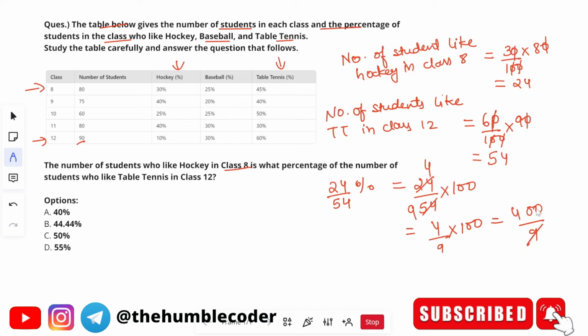If you try to divide it, it will be like 4. So 4 9s are 36, and then again 4, so again it will be 4.44. In this way it will go. So the correct answer in this case is going to be option B, which is 4.44. The correct answer is option B, which is 4.44.